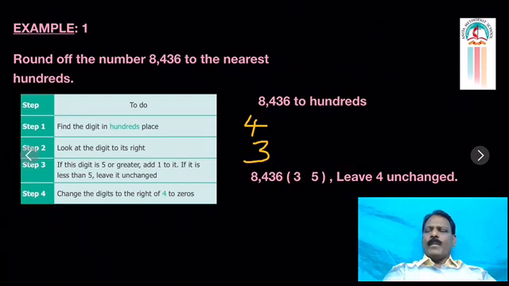Now step 3: if the digit is 5 or greater, add 1 to it. If it is less than 5, leave it unchanged. Now 8,436, which is greater? 3 is less than 5. So leave 4 unchanged. Step 4: change the digits to the right of 4 to zeros. So the answer is 8,400.